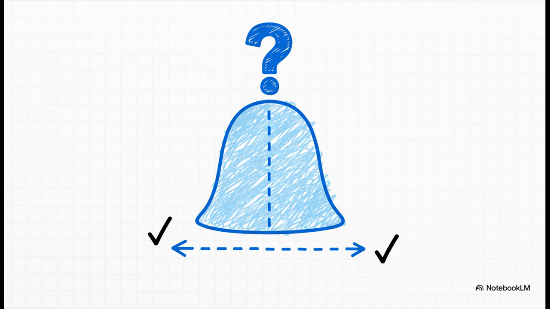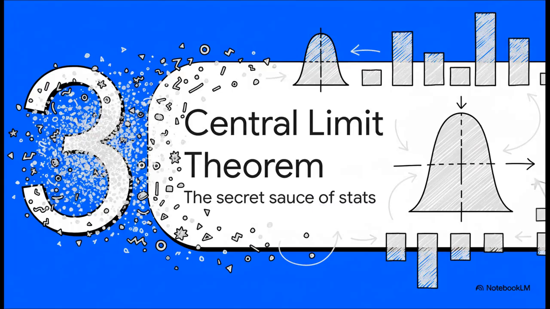But they tell us absolutely nothing about why it's a bell curve to begin with. They don't explain the shape itself. For that, we need the main event. And here it is, the one concept that explains everything we've just seen. It's called the central limit theorem, and honestly, it's one of the absolute cornerstones of probability and statistics. This is the secret sauce.